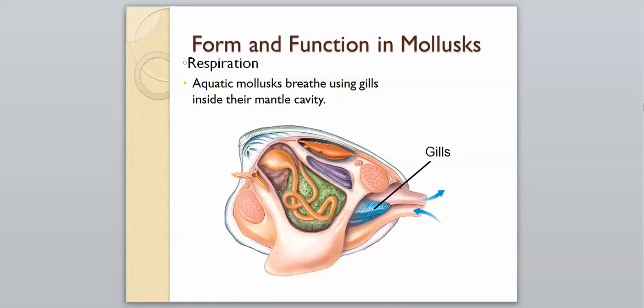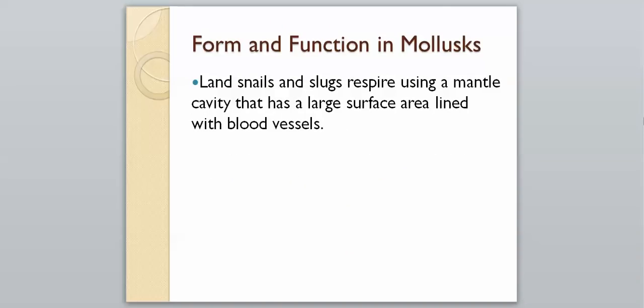And then aquatic mollusks will breathe this way. Land snails and slugs will breathe, or respire, using a mantle cavity that has a large surface area lined with blood vessels. So that's just going to be so things can pass in and out very easily, probably through the process of diffusion as well.